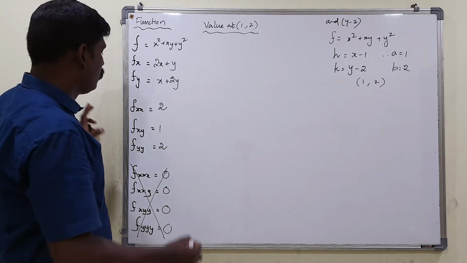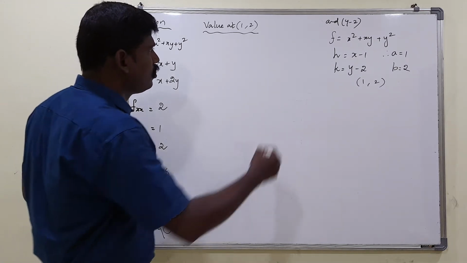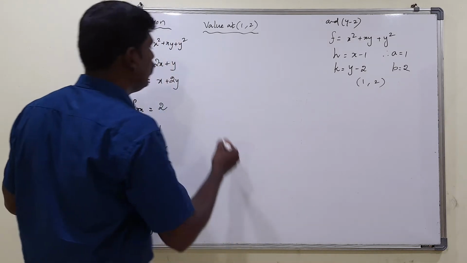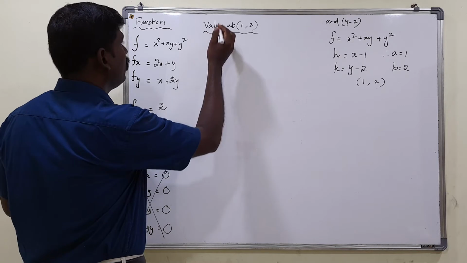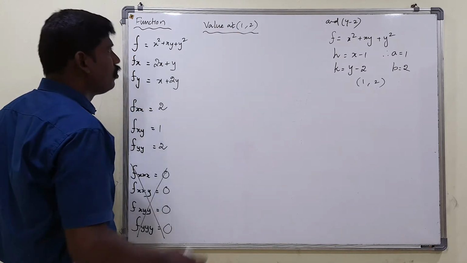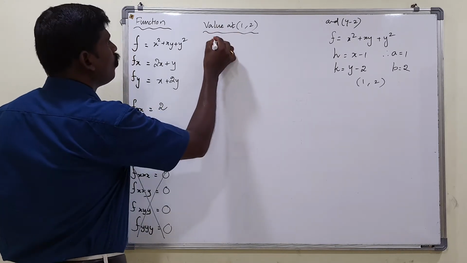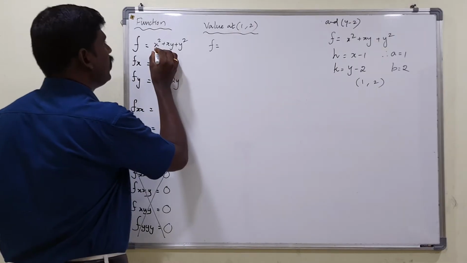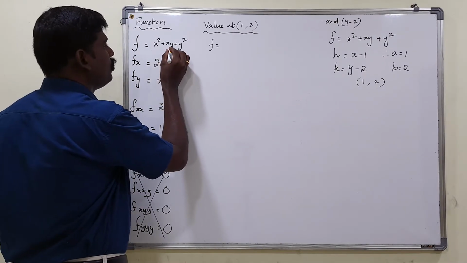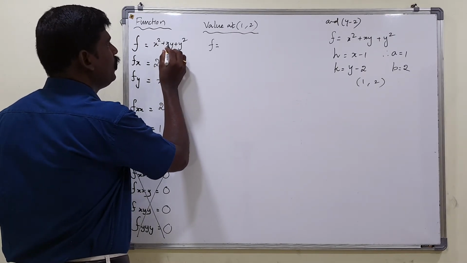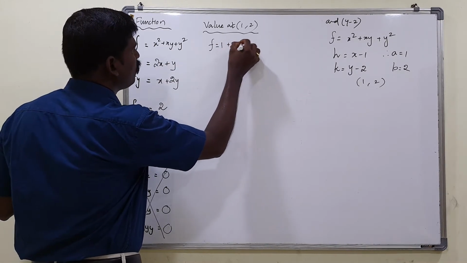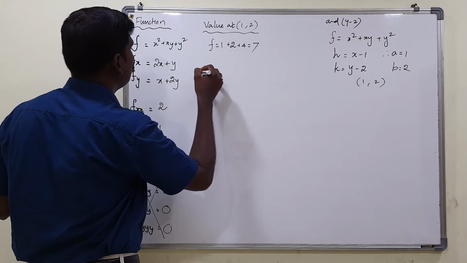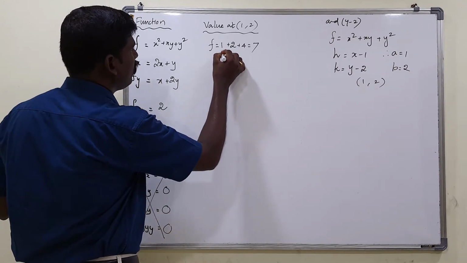After finding these values, we go for writing the Taylor series expansion by the Taylor series formula. Now let us find the value at 1, 2. So what is the value of f at 1, 2? By substituting x equal to 1 and y equal to 2 here, 1 plus 1 into 2 plus 4, that is 1 plus 2 plus 4, which is equal to 7. So f is 7.